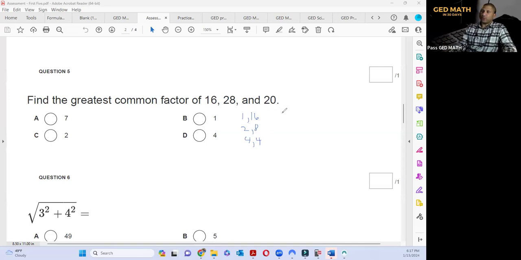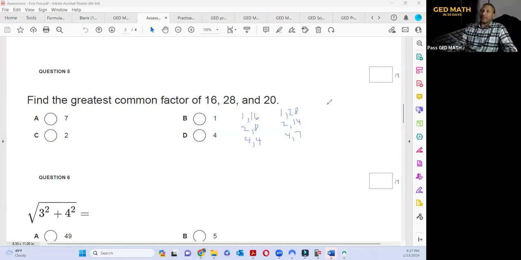Then we find the factors of 28. 1 times 28, 2 times 14. 3 does not go evenly into 28. 4 times 7. 5 doesn't go evenly into 28. 6 doesn't go evenly into 28. 7, but we already have 7. So the factors of 28 are 1, 2, 4, 7, 14, and 28.